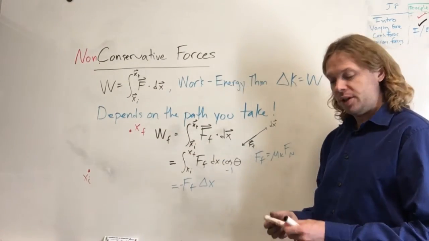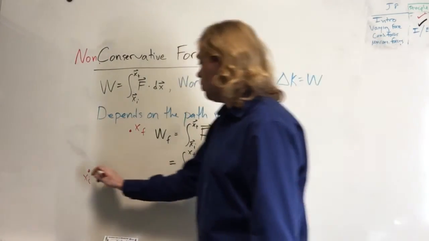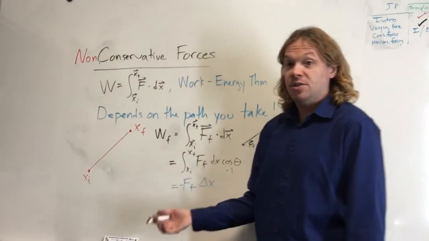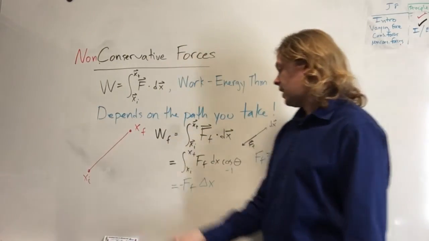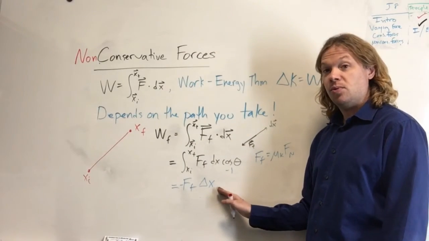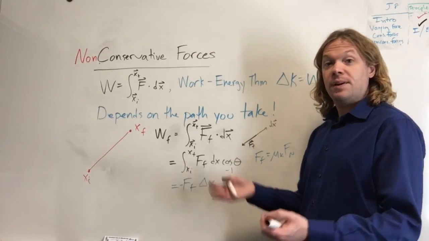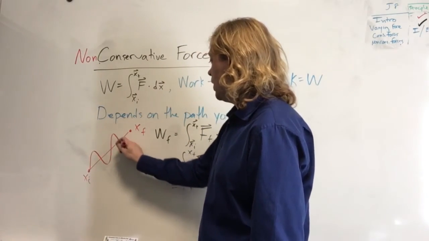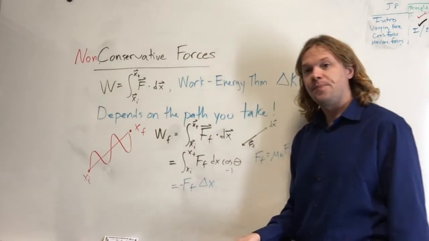So if I have my picture over here, and I travel between these two points in a straight line, that's my delta x, just the distance between xi and xf. I can calculate the work due to friction for that path. What if I change the path? What if I do something more complicated? Some wiggly thing before I get to xf.